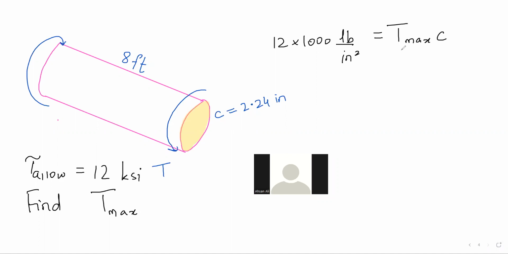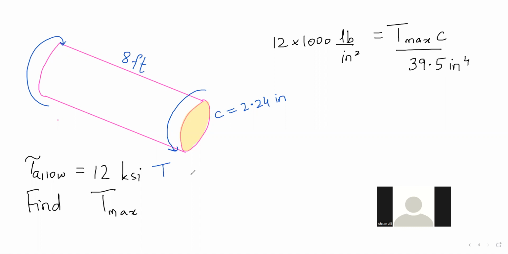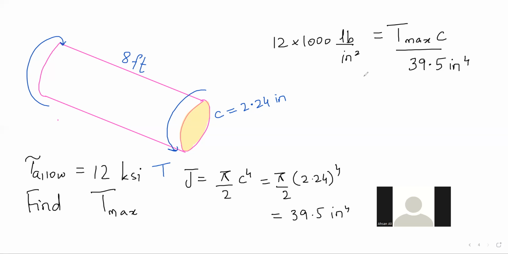C over J. And what was the value of J, by the way? 39.45 inch power 4. Just so that all of our students are on the same page, J is pi by 2 C power 4, which is equal to pi by 2 times 2.24 power 4, 39.5 inch power 4. Now, instead of this C, I will substitute 2.24 inch.